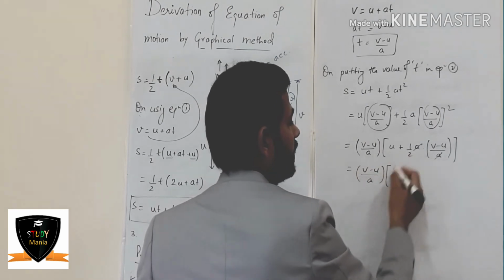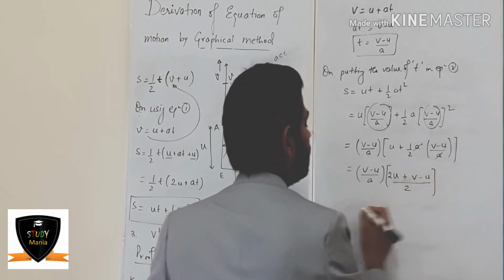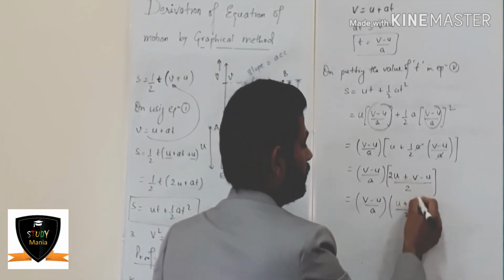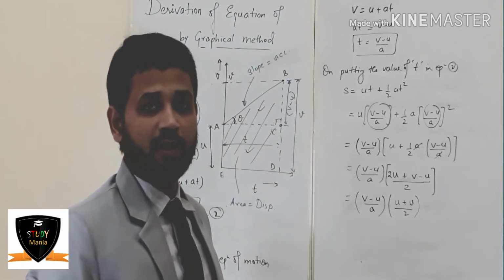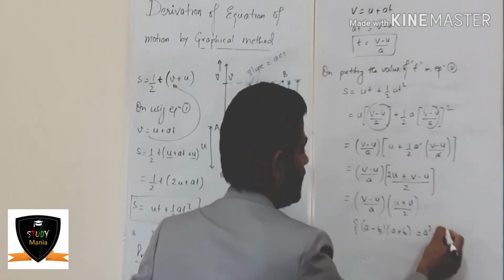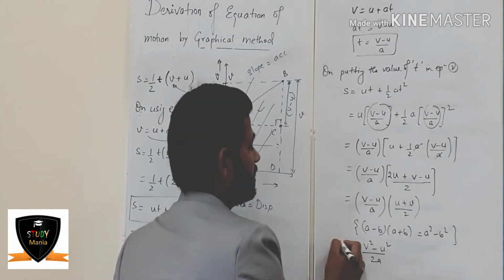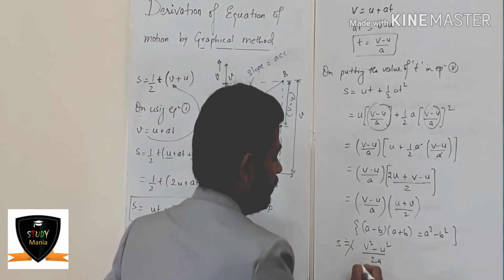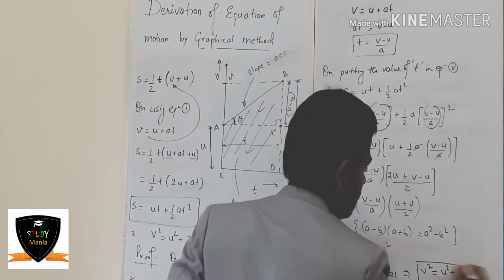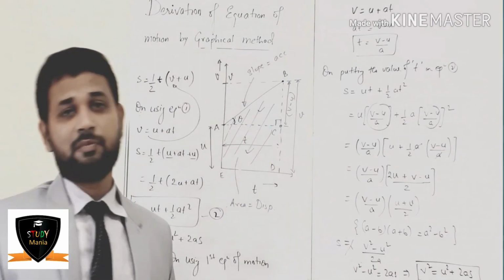So what do we get? V minus U by A into U plus, taking the LCM 2, 2U plus V minus U, which is U plus V by 2. You can easily see this is the A minus B and A plus B formula, which is equal to A square minus B square. Applying this formula, you can write S is equal to V square minus U square upon 2A. On cross multiplying, you get V square minus U square is equal to 2AS, or V square is equal to U square plus 2AS. So this is the third equation of motion. So we can easily derive the first, second and third equations of motion. Let's solve. Thank you so much.